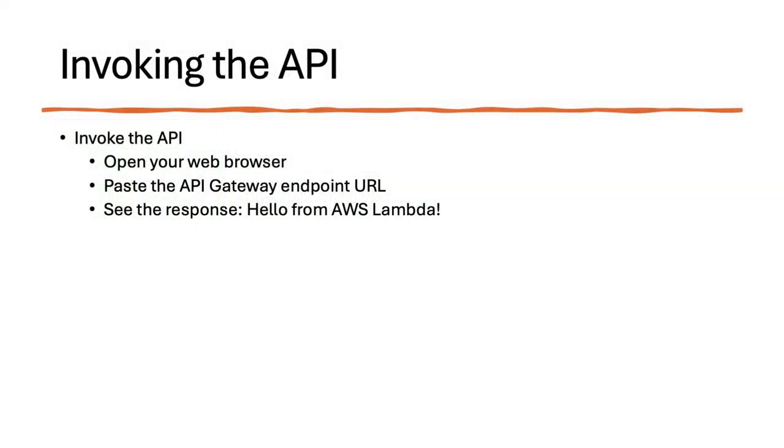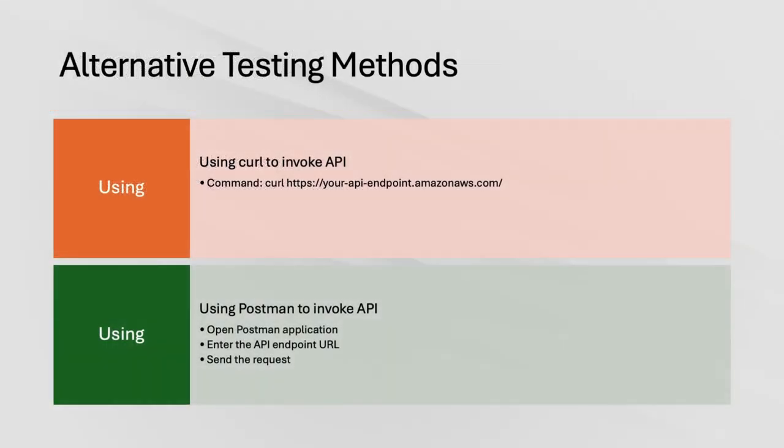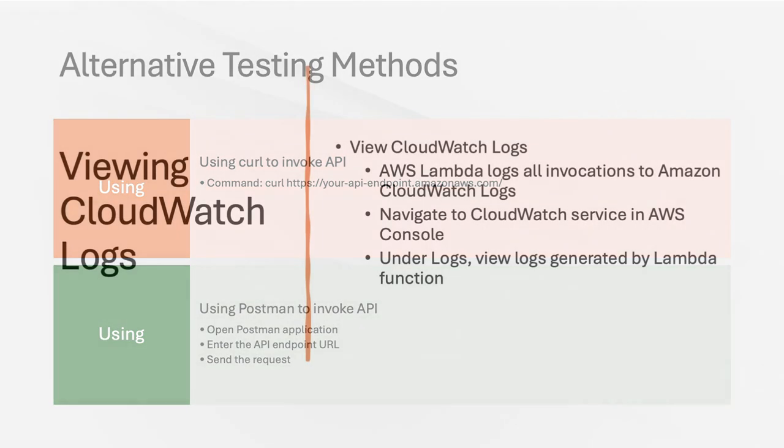To test your application, open your web browser, paste the API Gateway endpoint URL, and you should see the response, Hello from AWS Lambda. You can invoke the API endpoint using curl or Postman. For curl, use the command curl https://your-api-endpoint.amazonaws.com/. For Postman, open the application, enter the API endpoint URL, and send the request.